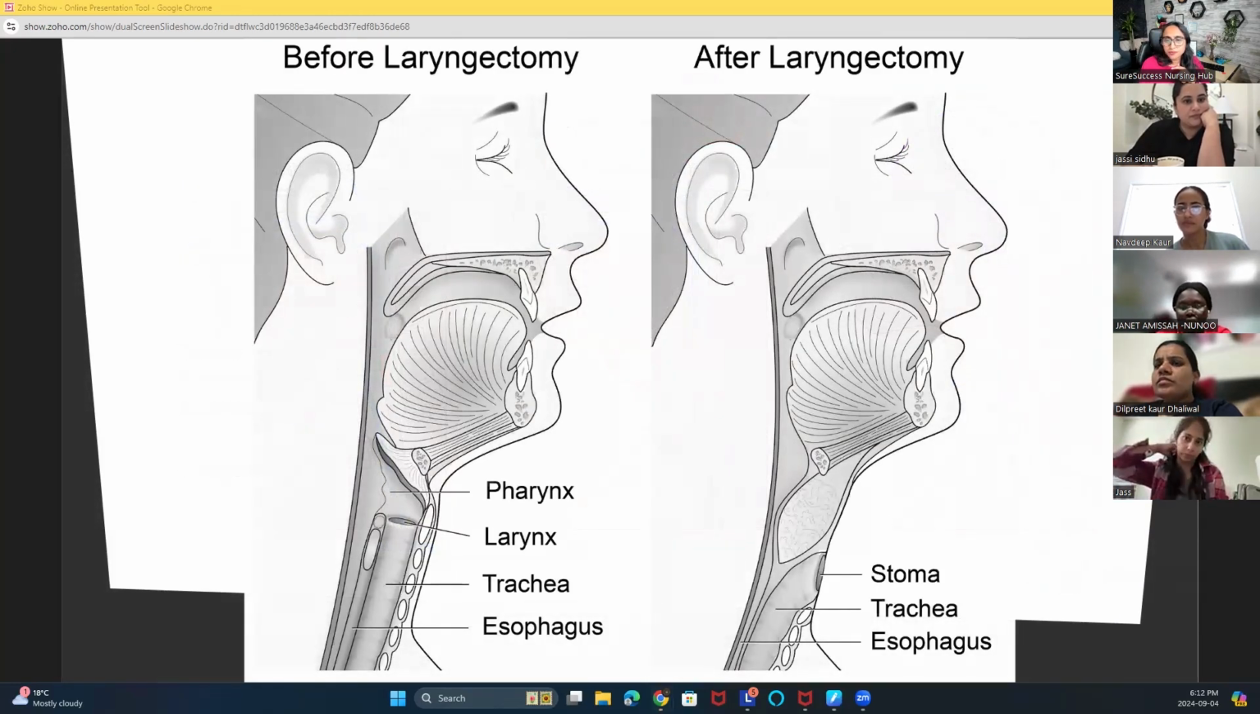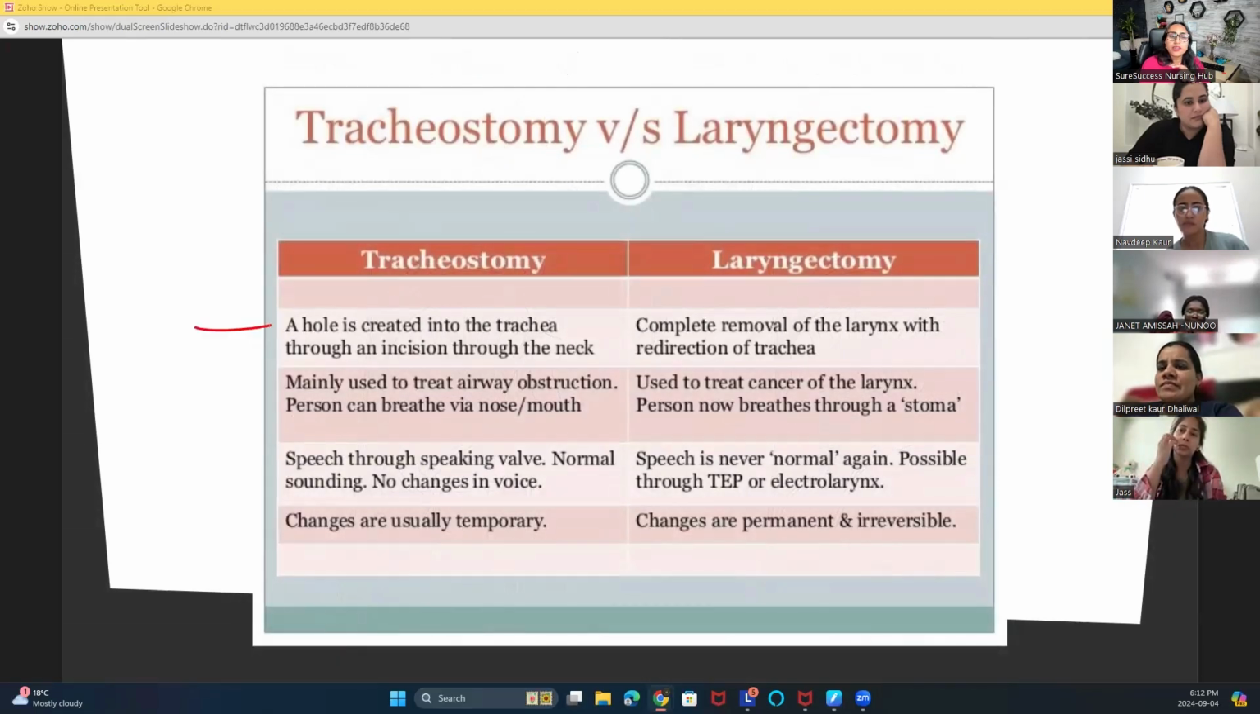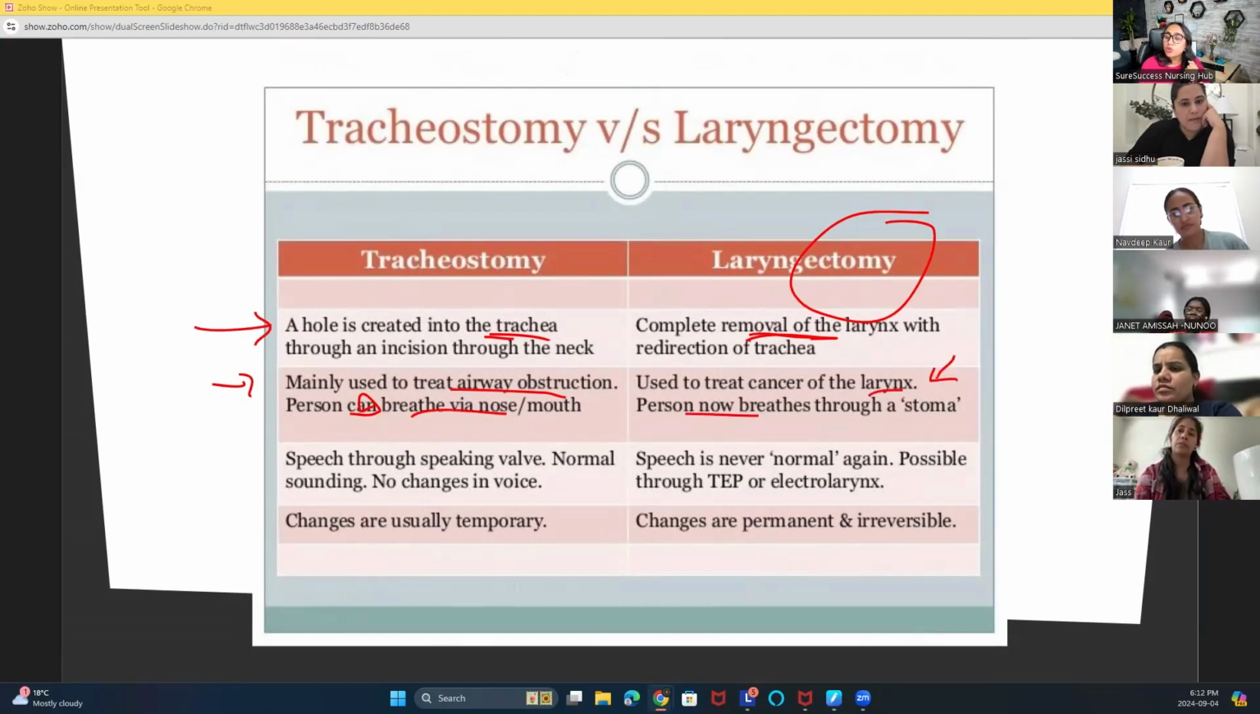So once again, I will show you here. Tracheostomy is a hole created in the trachea. Laryngectomy is a removal of larynx with the redirection of trachea. Tracheostomy is going to happen with laryngectomy, unfortunately. We use tracheostomy to treat airway obstruction, but the patient can breathe via nose and mouth. Laryngectomy is only for the cancer of larynx. Patient now breathes through the stoma. He can't use his nose and mouth. I hope it is clear with the picture.